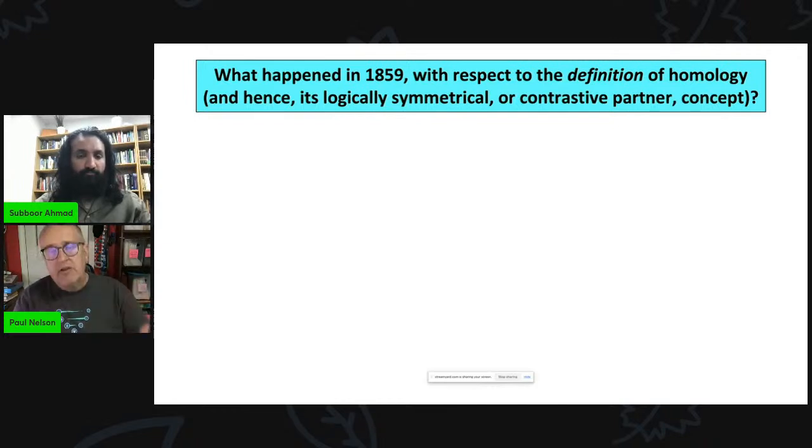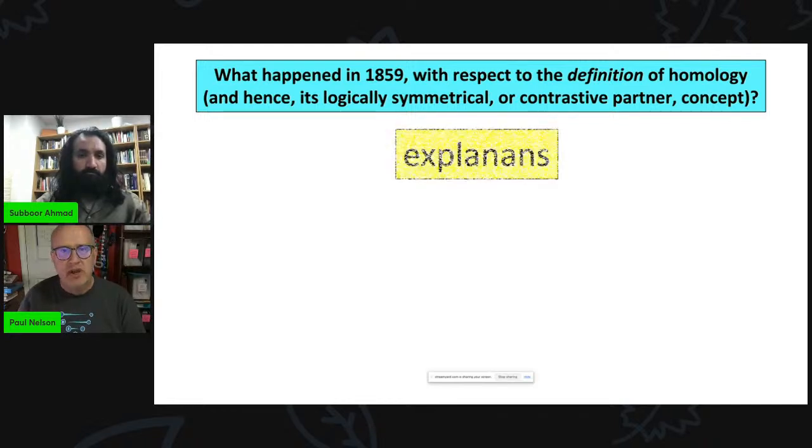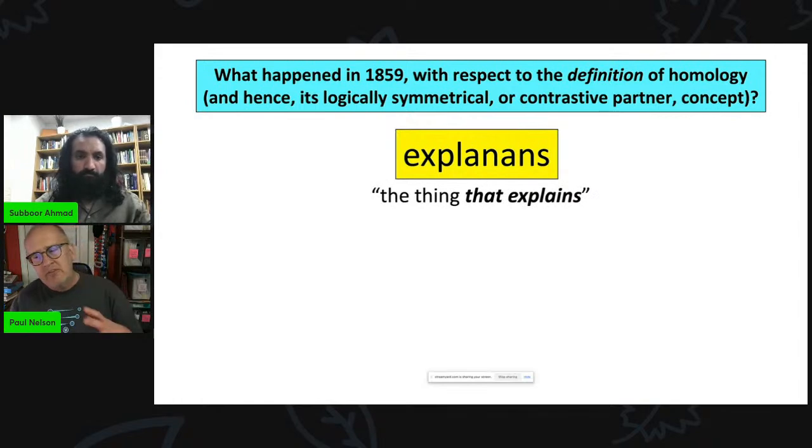We're thinking in this talk now as evolutionary biologists, we do not want to be in the position of asserting contradictions. Okay, so what happened in 1859 with respect, as I said, to the definition of homology and its contrastive partner? Well, the explanans, that is a term in the philosophy of science for the thing that explains.